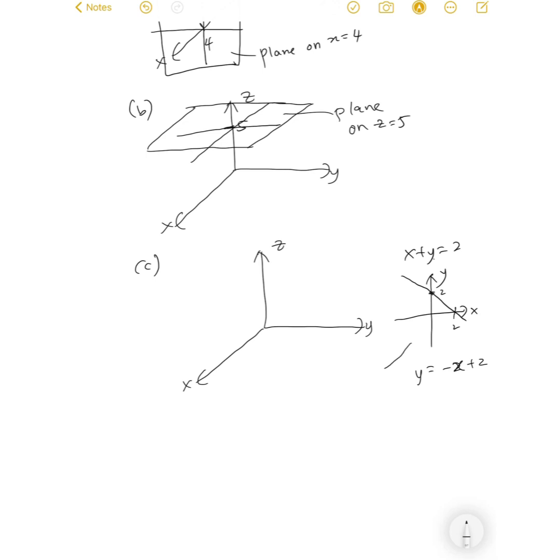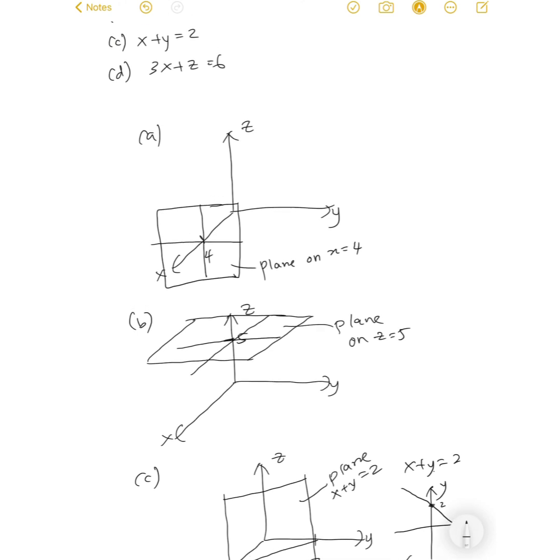So let me transform this into 3D. So we will have a line across x equals 2 and y equals 2, right? And again, our z will be arbitrary. So this line is along the z-axis, positive and negative. So we have a plane like this. Okay, so if you cannot imagine directly in 3D, you transform the sketching from your 2D to 3D.